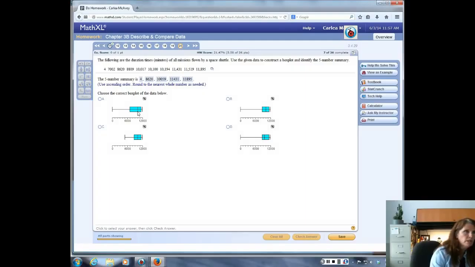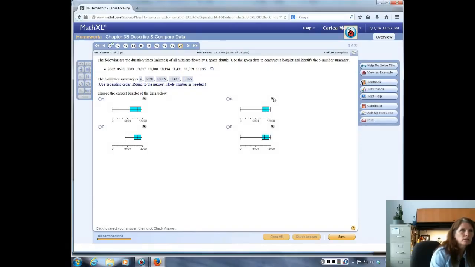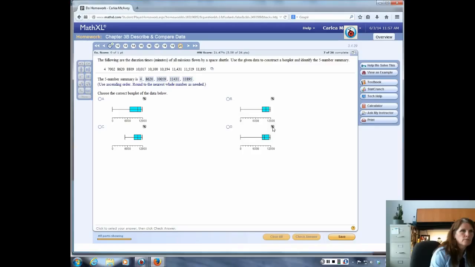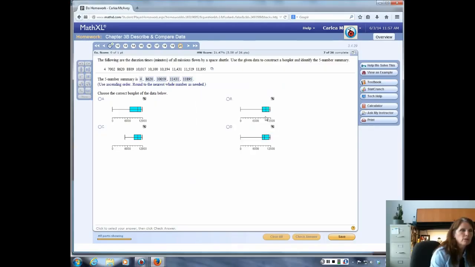So quartile 1 should be at about 8,620. So let's see. This looks like about 6, 7, 8, 9, 10, 11. Yeah, 8,000 would be here. And this isn't it because it's not there. 6, 7, 8,000. That looks about right. So far, our minimum and our maximum and our quartile 1 for B and D look pretty good.